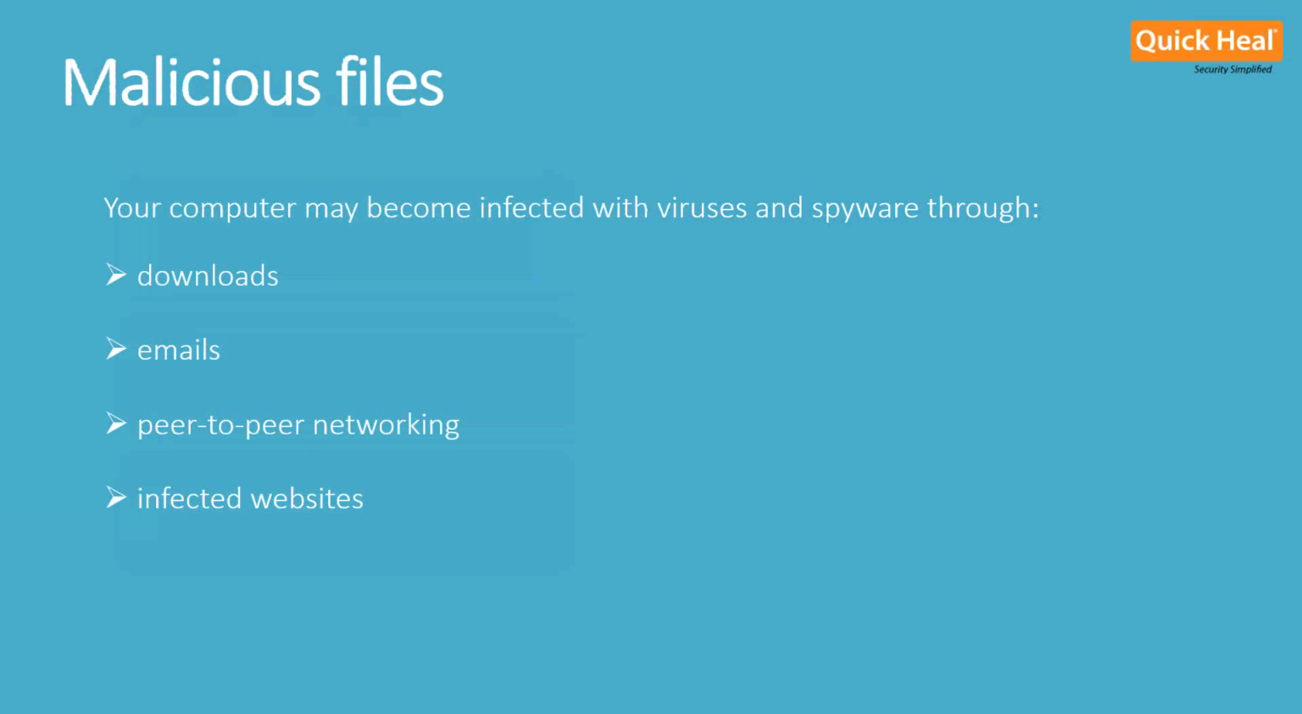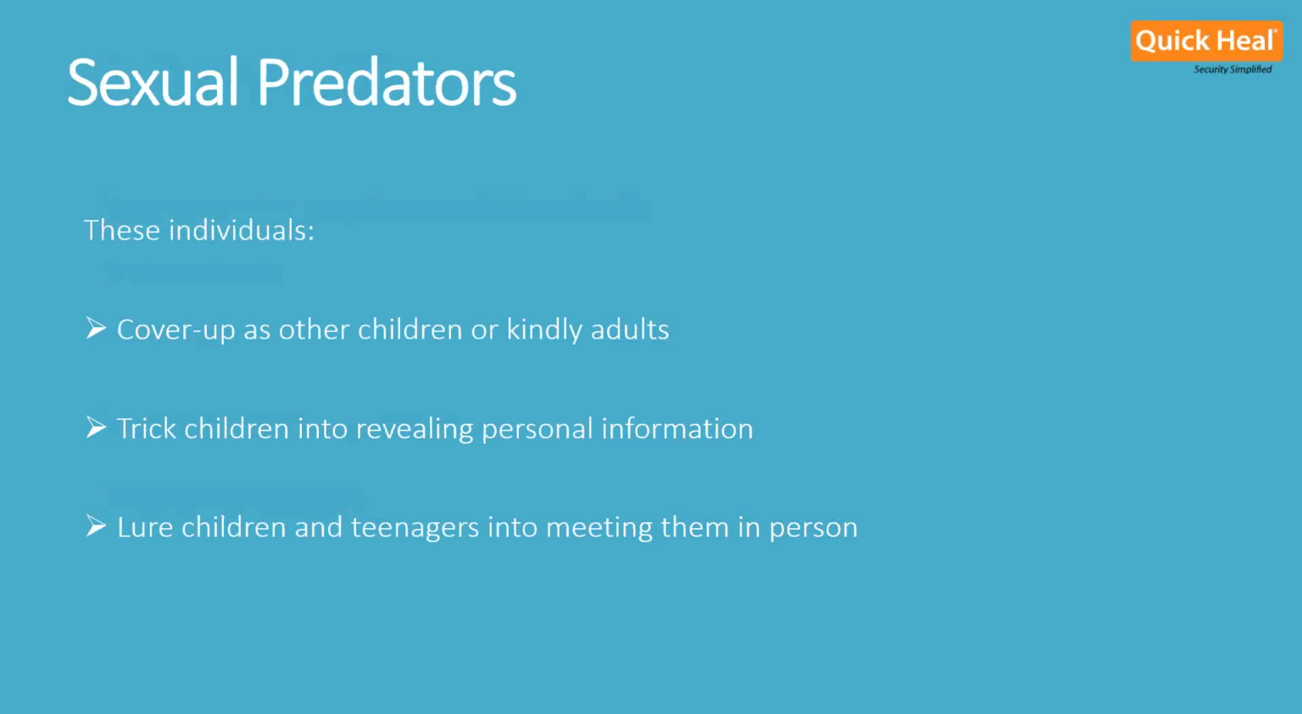So let's understand the ways in which kids access the internet. They do it through mobile devices like smartphones and tablets. You have laptops and personal computers, and also through video game consoles. Now, with so many ways to get on the internet, it is harder than ever to monitor our kids' online activities.